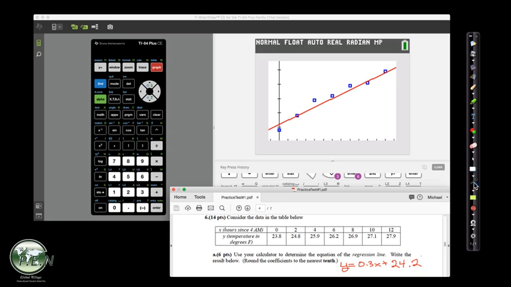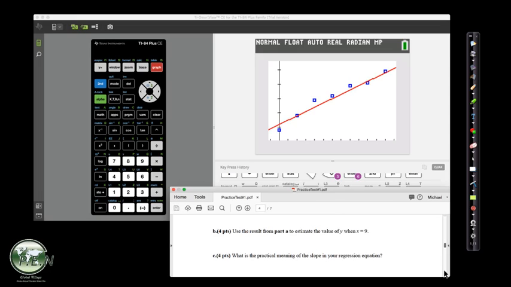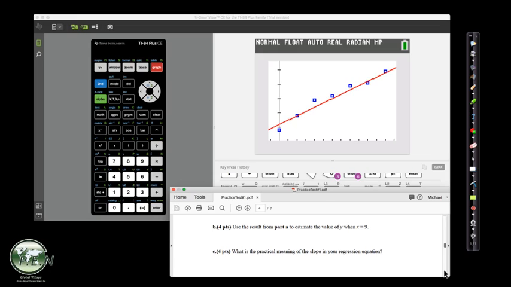So let me clear this. We're going to keep on going. Use the result from part A to estimate the value of y when x equals 9. Now we could have used that equation, plug in 9, and got the value of y manually. But let me show you two other ways we can do that now that we've got the equation entered in the graphing calculator.